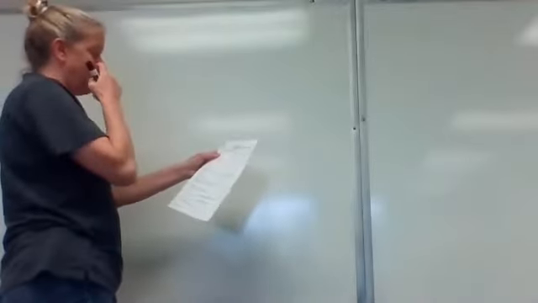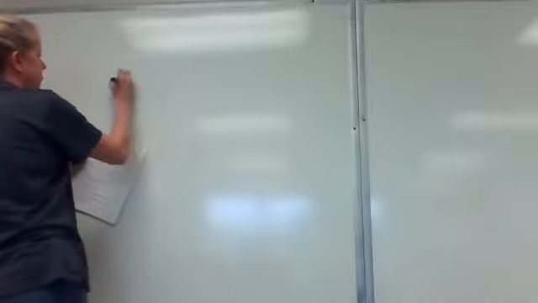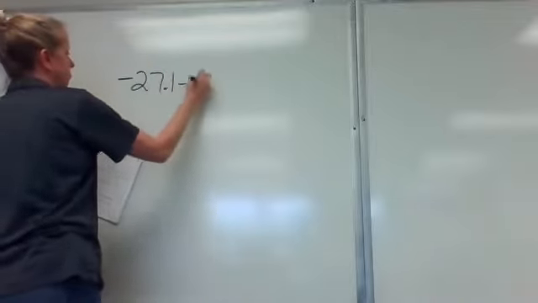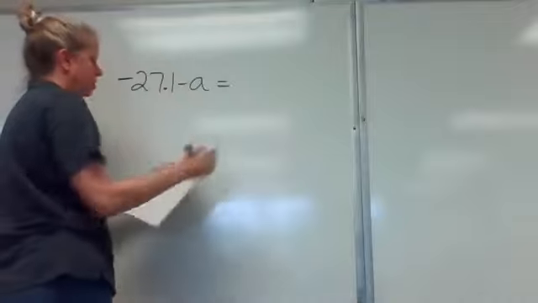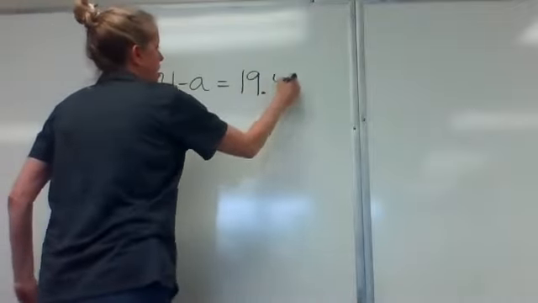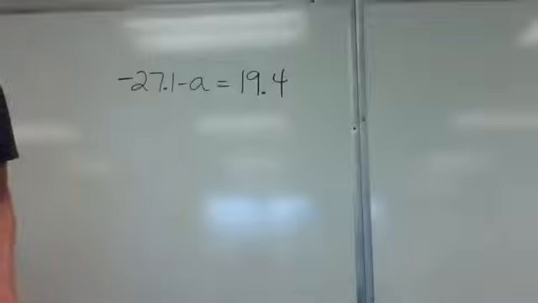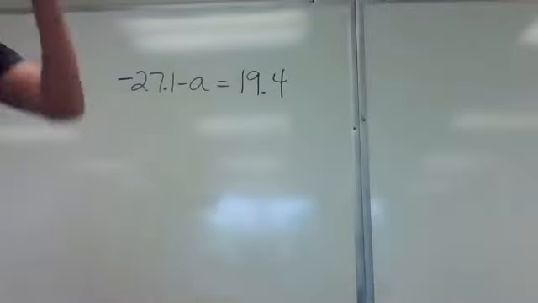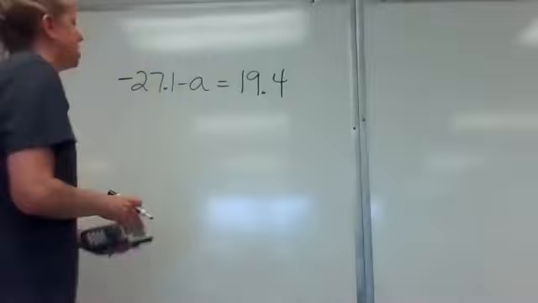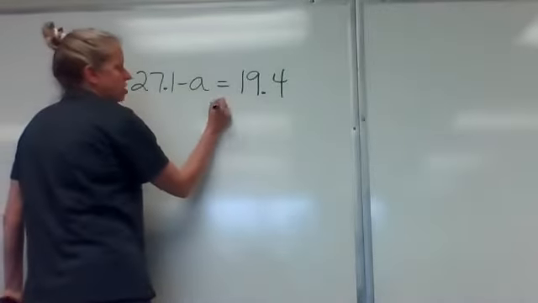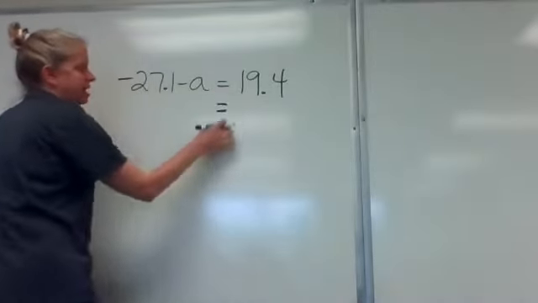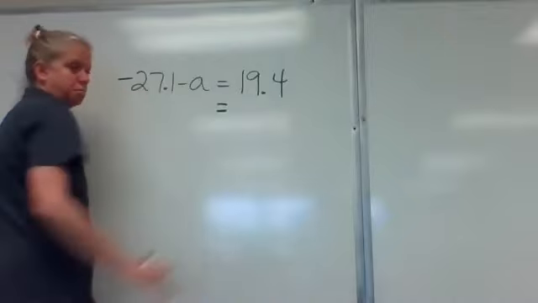So, looking at number 1. I've got negative 27.1 minus A equals 19.4. And we're solving for A. Okay, so this is way back at the very beginning of the semester, when we were solving equations. Remember, you always want to make sure that your equal sign stays in its spot. You don't want to accidentally move it around.